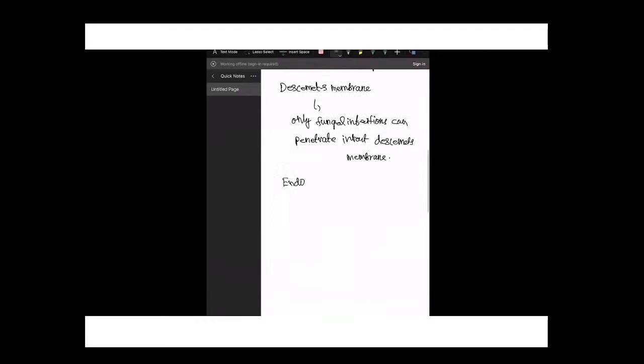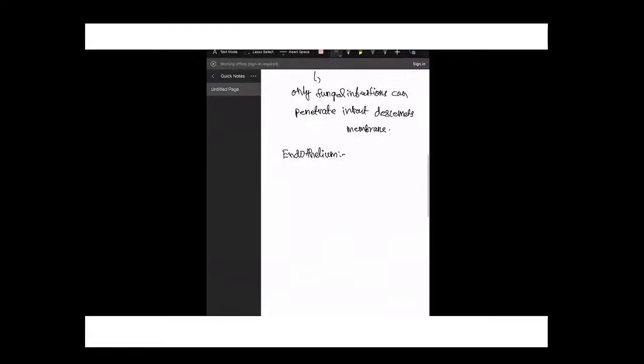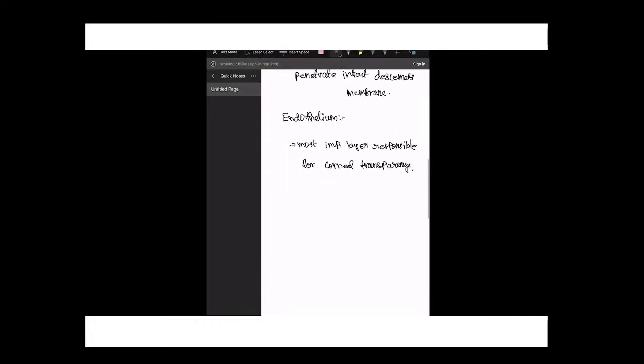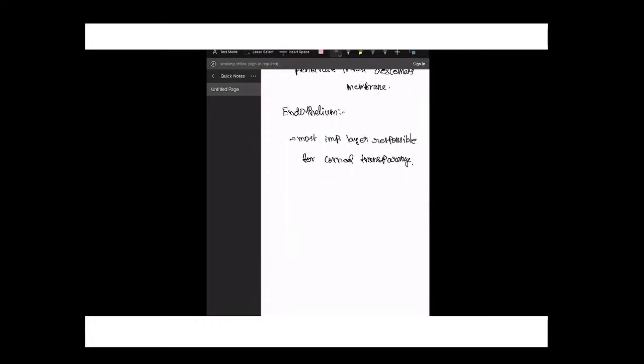Endothelium, the innermost layer, is the most important layer responsible for the transparency of the cornea. This is a single layer made up of cells. A single layer of cells.